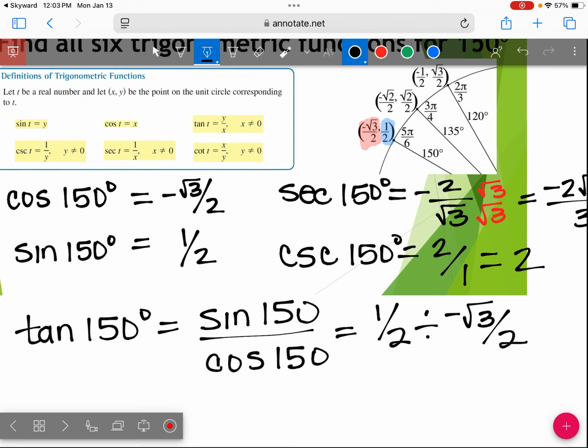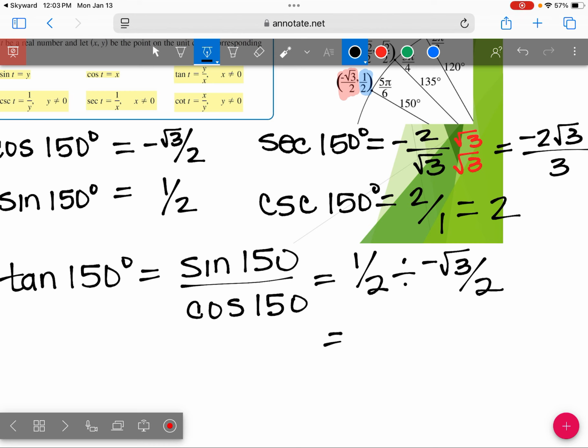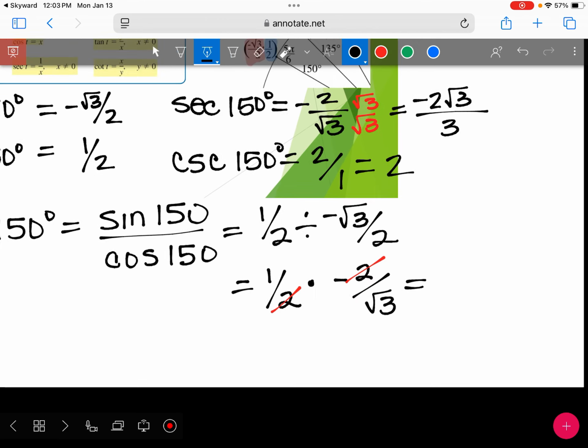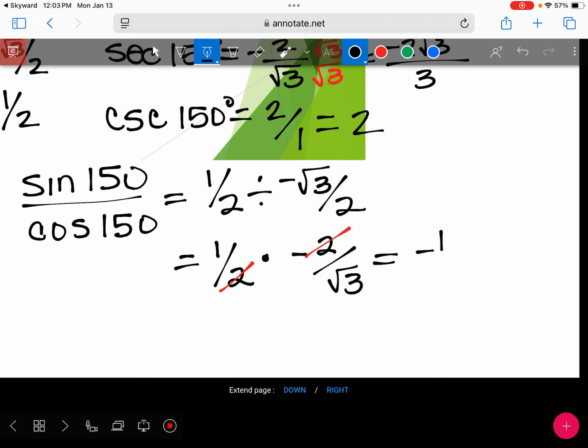We do our keep, change, flip. So we're going to keep the 1/2, change that to multiplication, flip that to a negative 2 over root 3. And what can I cancel out? You can cross cancel what out? The 2's. So that's going to give you a negative 1 over the square root of 3. Go ahead and rationalize that.